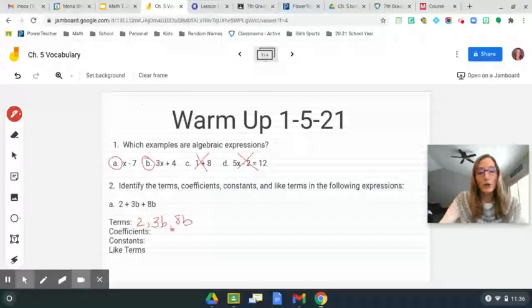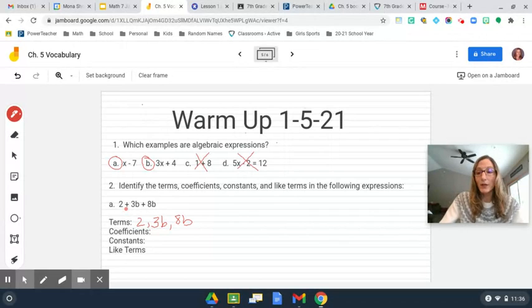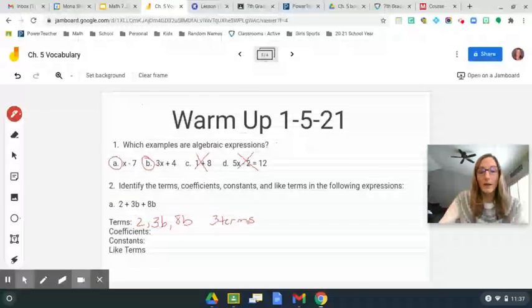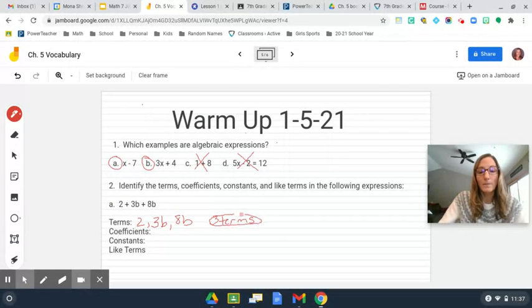Now remember, terms are separated by an operation, an adding sign, a subtraction sign. So these are all separated. All terms are separated by adding signs. I have 1, 2, 3 terms in that expression. 3 terms.